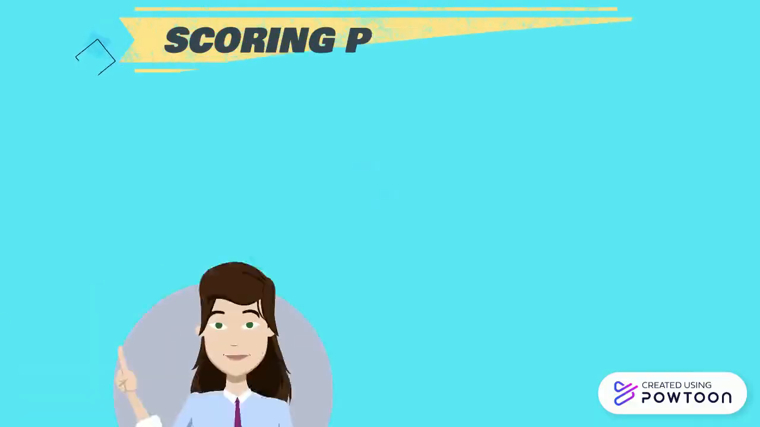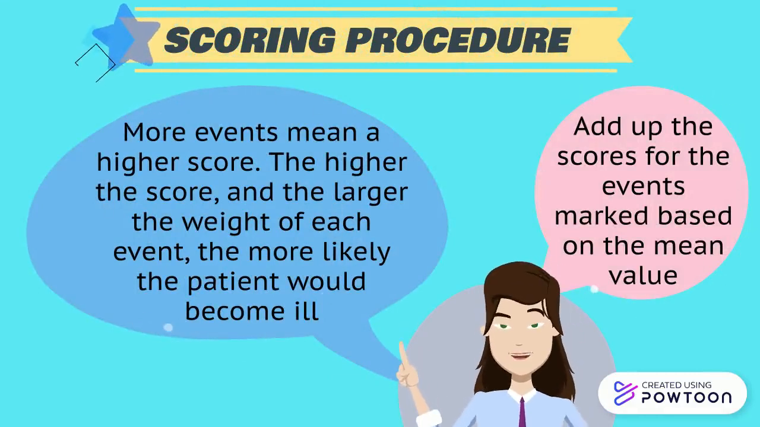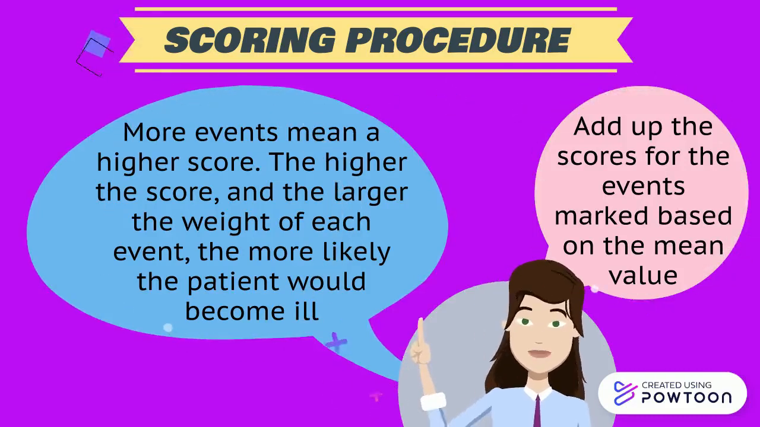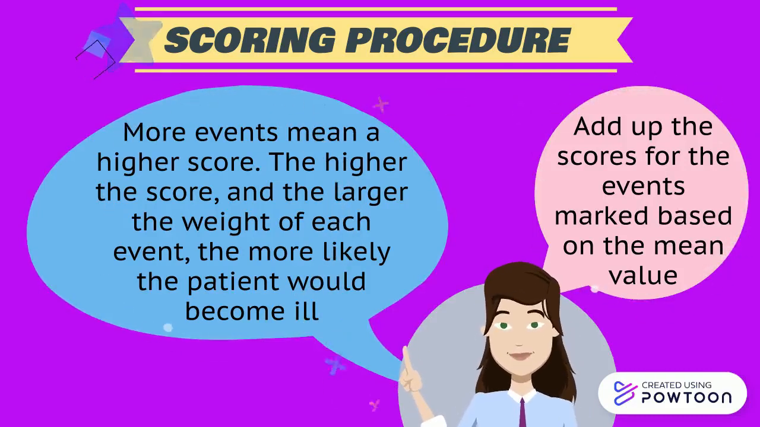Scoring procedure. The examiner needs to add up the score for each event marked, based on the mean value stated. The more events, the higher the score. The higher the score, the larger the weight of each event, the more likely the patient would become ill.